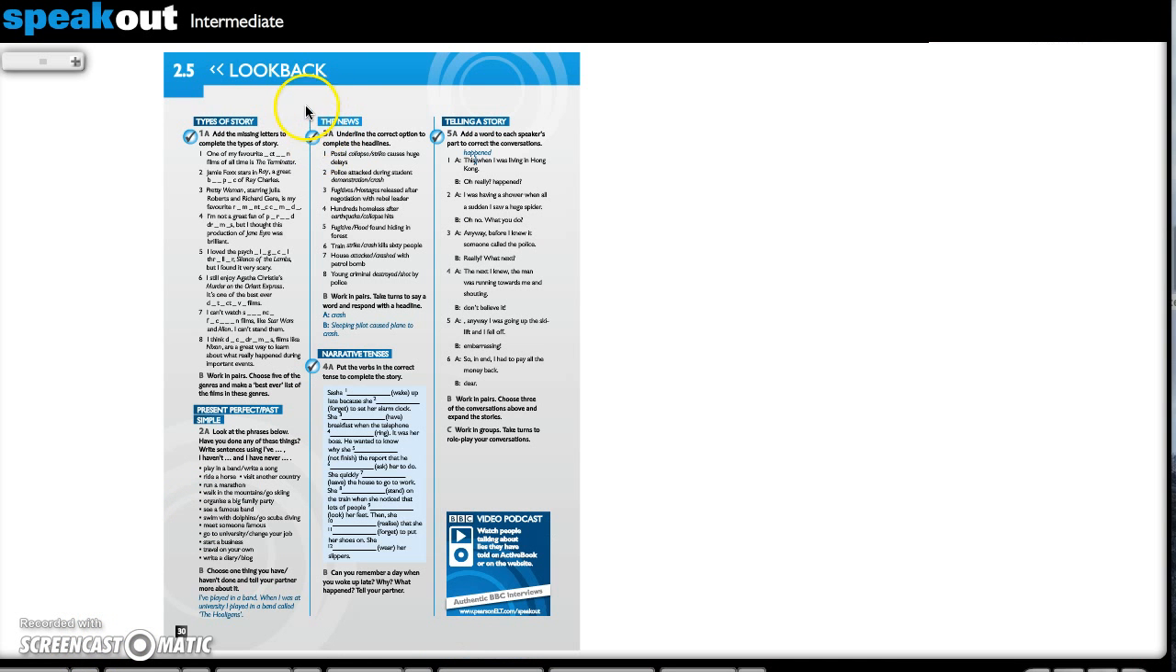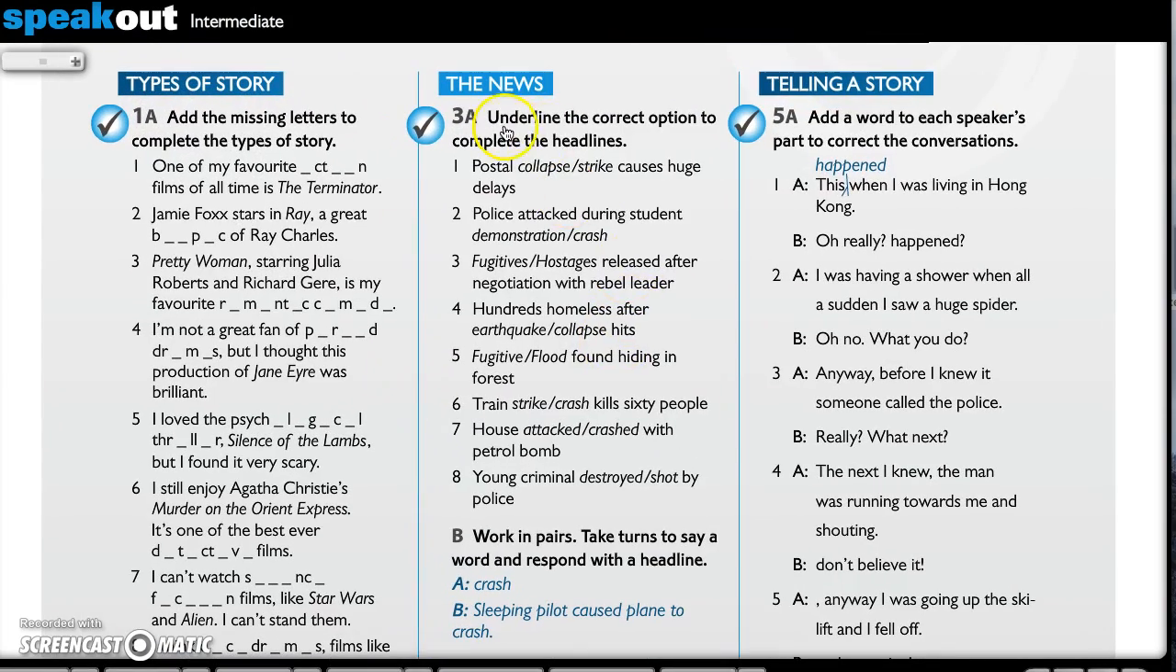Next, activity number 3A, the news, says underline the correct option to complete the headline. This is vocabulary, and you're supposed to choose the right word. In the platform, instead of choosing, you're going to write. If postal strike causes huge delays, that's the right answer. Then you write or type in the platform strike.